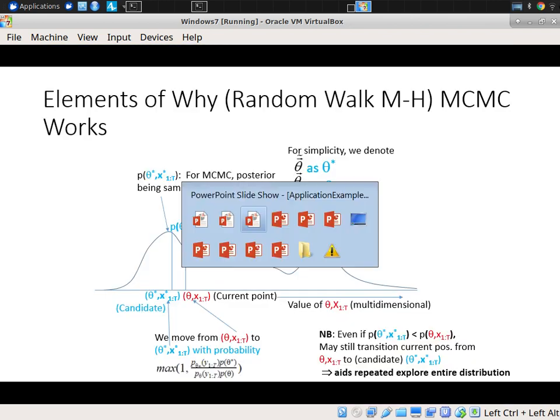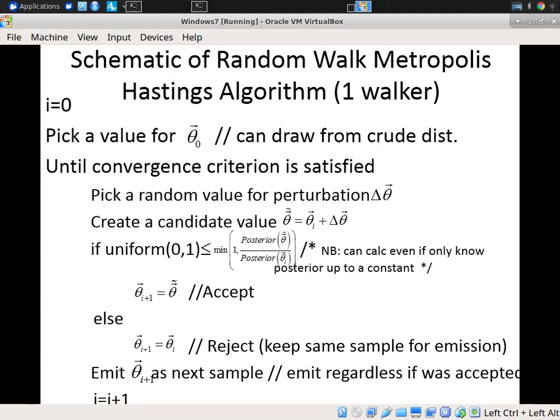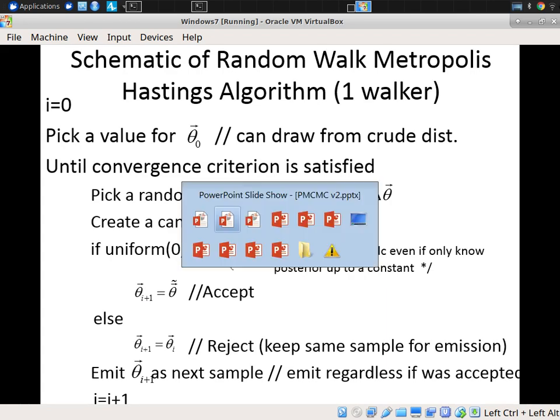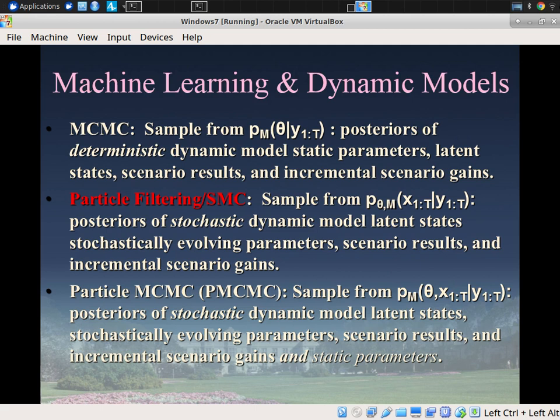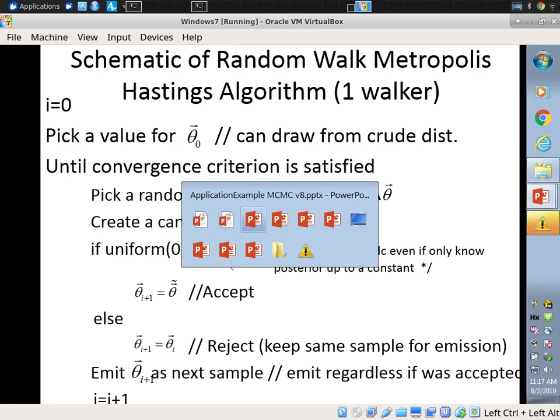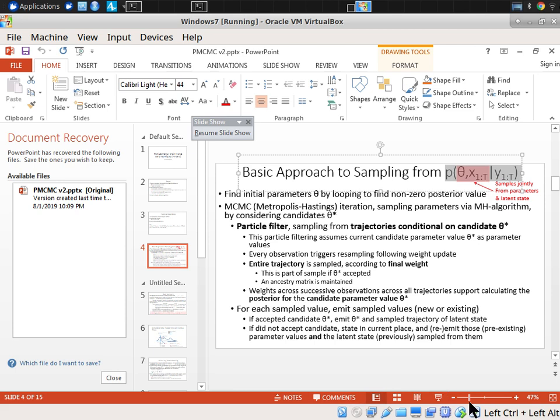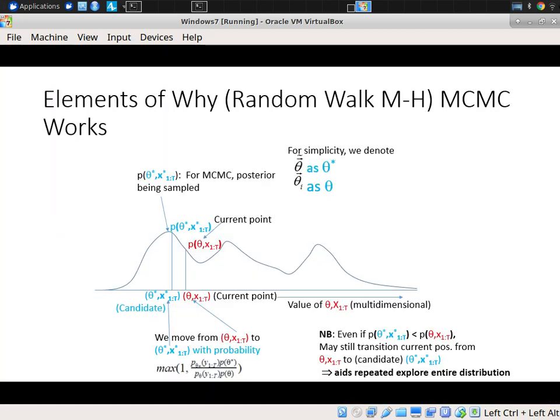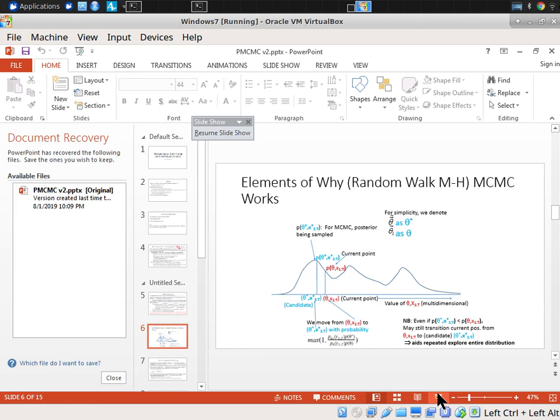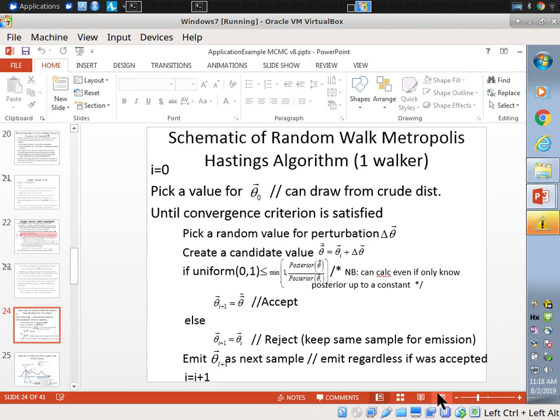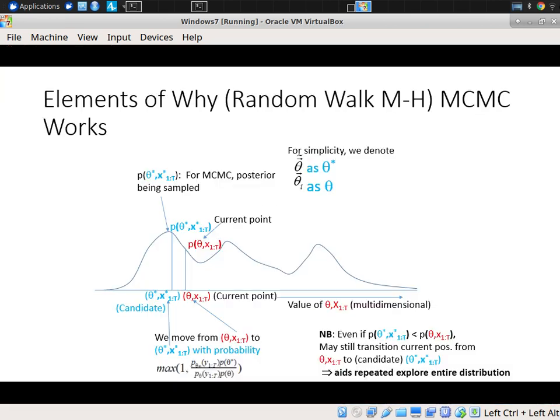Performing. So confused. I've mixed so many of these up. Okay, come on, back to my PMCMC. Here we go. Okay. Oh my gosh. Okay, let me just stop the presentations here.